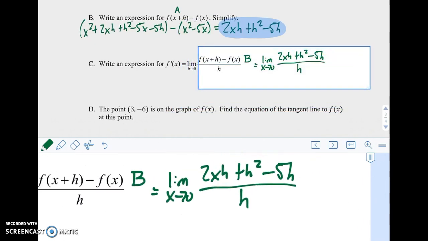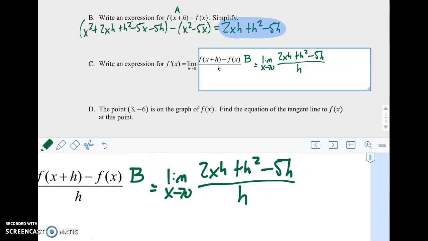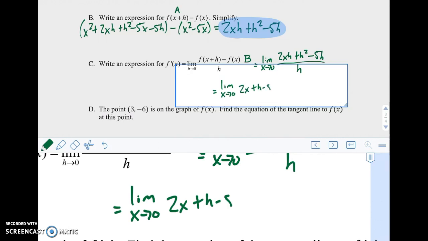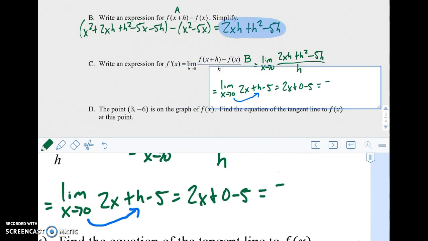Right? If you notice now, every term has an h in it, so we can cancel all those out. You can divide out an h from everything. So this will equal the limit as h approaches 0 of 2x plus h minus 5. And then lastly, I can take this 0 right here and plug it in for h to find my limit. So what it's going to look like is 2x plus 0 minus 5, right? And that simplifies to 2x minus 5.